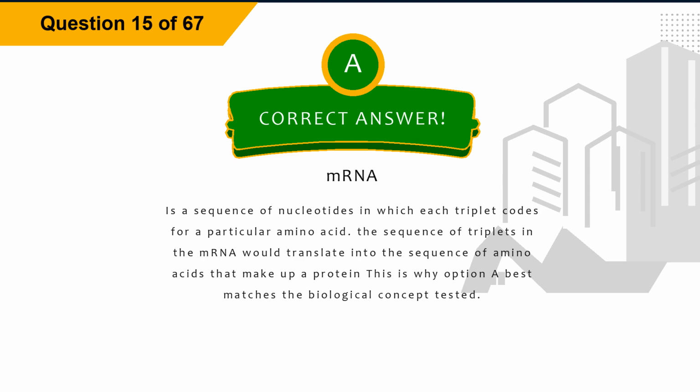Explanation. mRNA is a sequence of nucleotides in which each triplet codes for a particular amino acid. The sequence of triplets in the mRNA would translate into the sequence of amino acids that make up a protein. This is why option A best matches the biological concept tested.